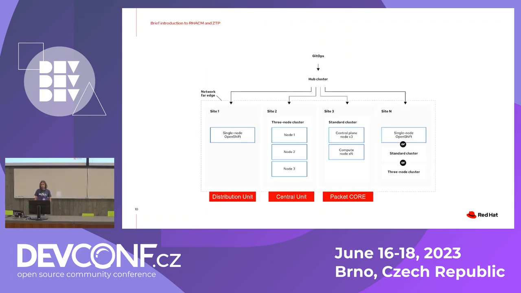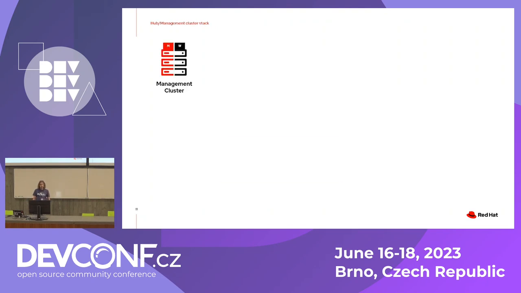deploy, monitor, configure, in an architecture like this, because we are combining it with GitOps and zero-touch provisioning technologies and tools. So we have our Git repo, we have our GitOps, where we define our infrastructure and configuration, and this is managed by our hub cluster, and we can deploy different sites for distribution unit, central unit, or the packet core part.